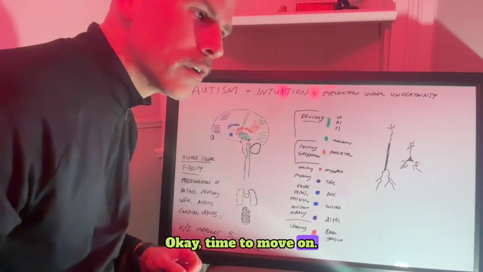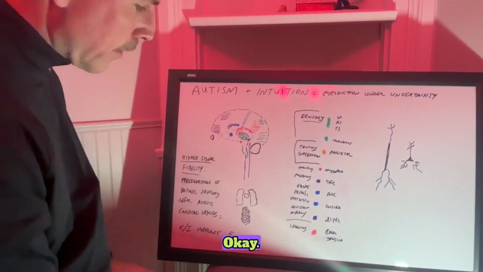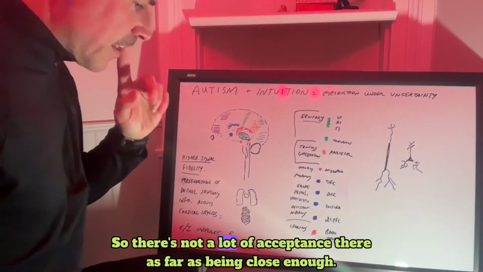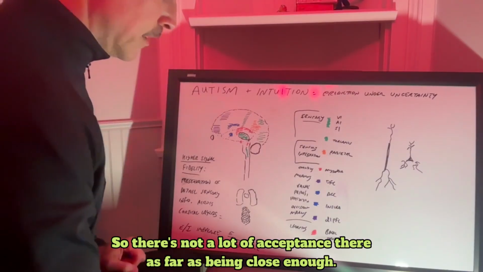Okay, time to move on. The autistic phenotype is not like that. So there's not a lot of acceptance there as far as being close enough.